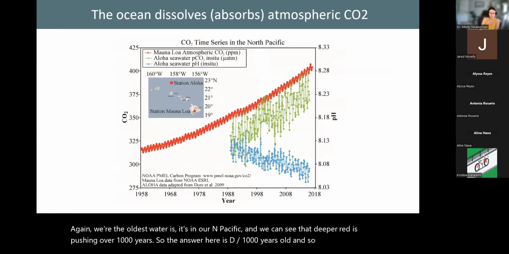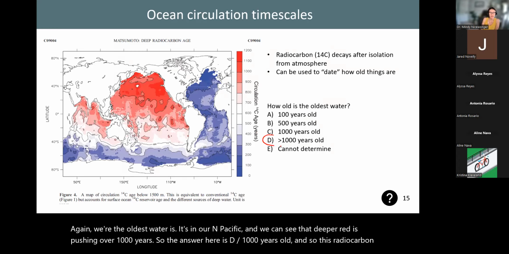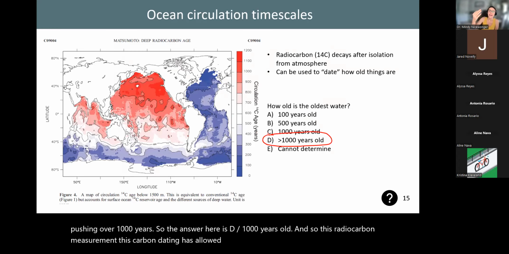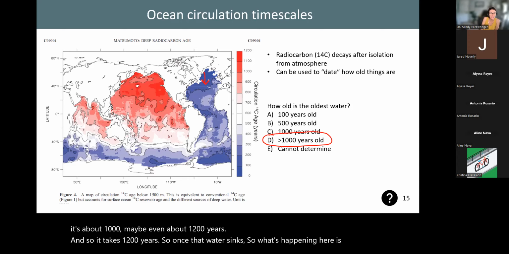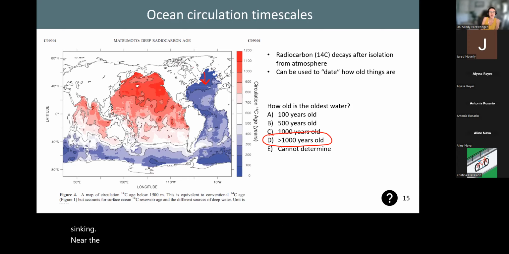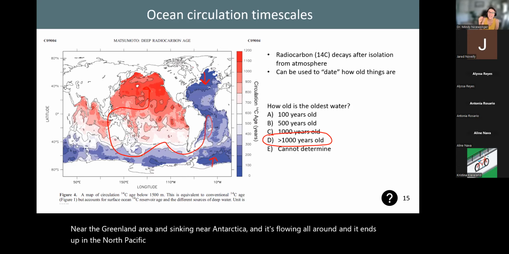And so this radiocarbon measurement, this carbon dating, has allowed us to calculate and determine how long that thermohaline circulation takes. In the video, they said about 1,000 years, and they're right. It's about 1,000, maybe even about 1,200 years. So once that water sinks near the Greenland area and near Antarctica, it flows all around and ends up in the North Pacific. And it takes 1,000 years or more. It's pretty remarkable.